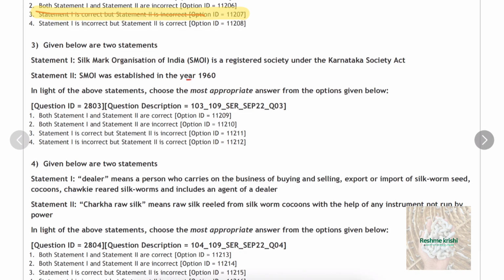Silkworm Seed Organization of India is a registered society under the Karnataka Society Act. SMOI was established in the year 1960. The doubt will come: actually SMOI belongs to the Central Silk Board, it's an initiative of the Central Silk Board. If the Central Silk Board is bringing it, why is it registered under the Karnataka Society Act? This will be the doubt, right? But this statement is also correct. If you see the SMOI website, you will come to know it is registered as a society under the Karnataka Society Act in 1960. Okay, so both the statements are correct, meaning option A.